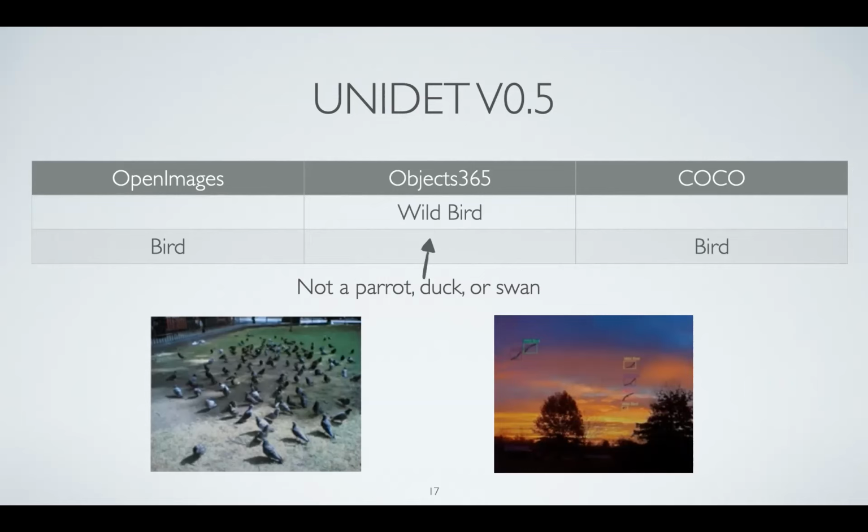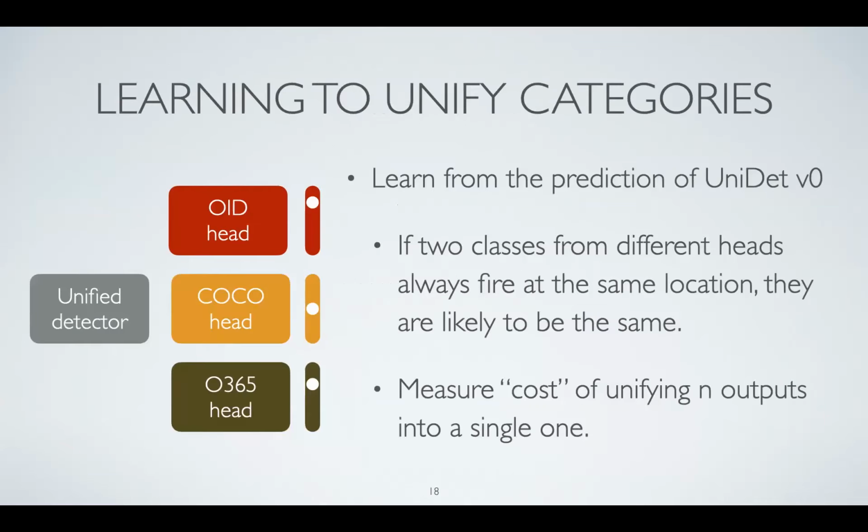From these examples, we can see that it is quite difficult even for a human expert to merge the categories across datasets. So instead, in this work, we propose to learn a unified label space from data. Specifically, we learn the unified space from the predictions of the separate-head detector we have trained. The intuition is that if 2 classes from different heads always fire at the same location, they are likely to be the same concept.